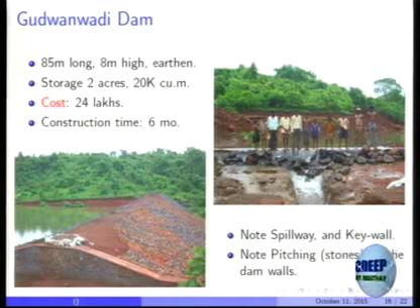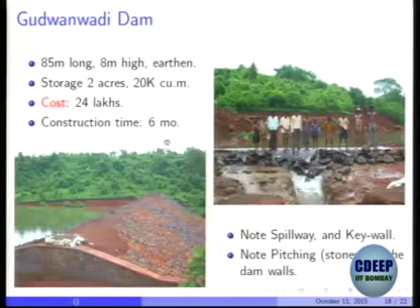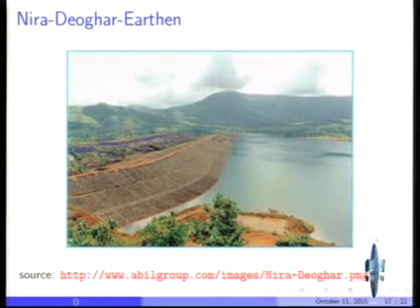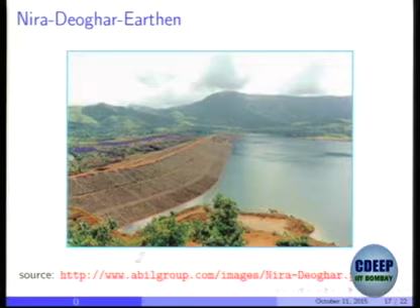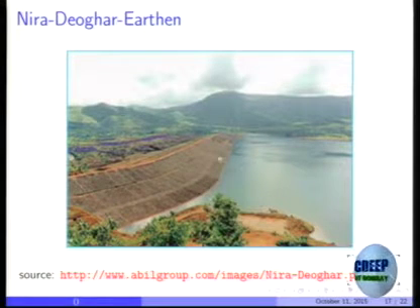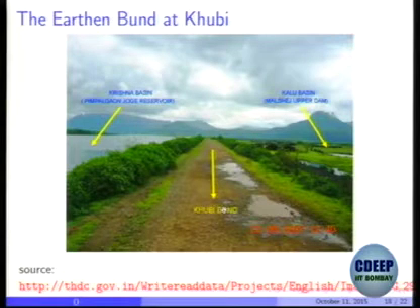This took roughly 6 months and 24 lakhs. The earthen dam is still very popular in Maharashtra. This is the Neera Devghar earthen dam. Again, it's a huge structure, and there is a spillway on this side. It must be about 20-30 meters in height, and notice the pitching. This is the main reservoir, and this is the full structure of the dam. Then this is near Khubi, in the Malshez area.